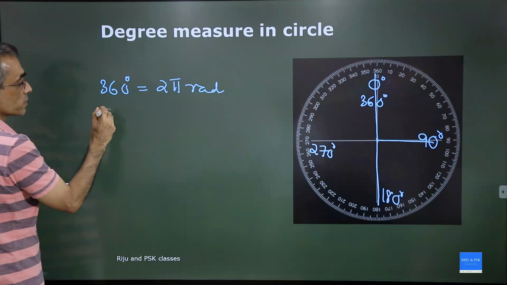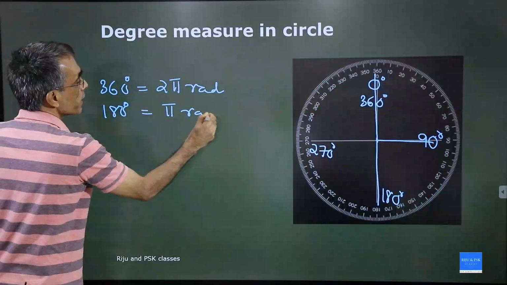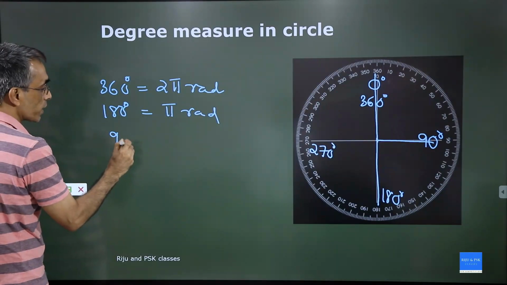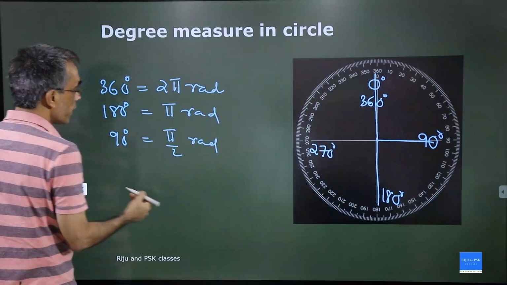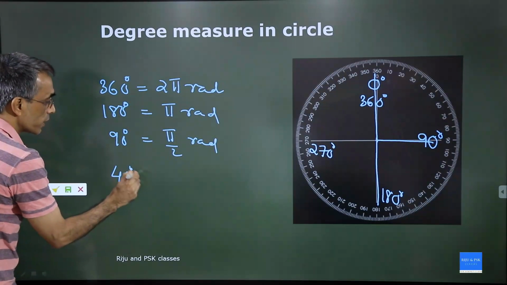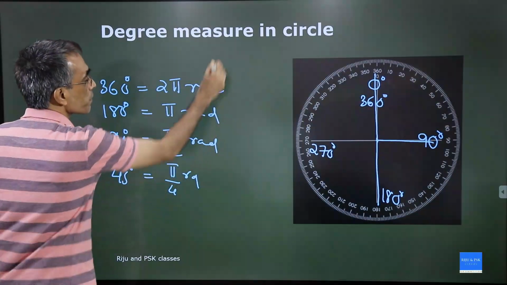Take half of this. What is it? 180 degree equal to pi radian. Take again half of this one. You will get 90 degree equal to pi by 2 radian. Take half of this one. 45 degree equal to pi by 4 radian.